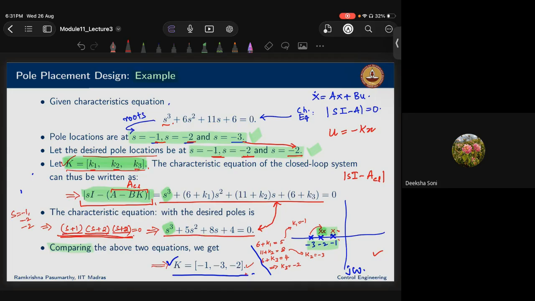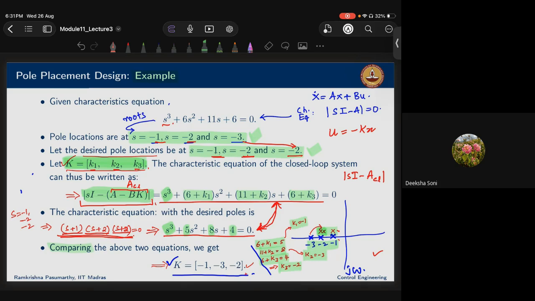This is the polynomial. Now you compare these two, same powers. What are the powers? The s cube coefficients are 1, we don't need to take those. The s square coefficients are here 6 plus K1, here 5. The s coefficients are 11 plus K2, here 8. The constant is 6 plus K3 and 4. Clear? Now you get these three values, K1, K2, K3. Is this clear?